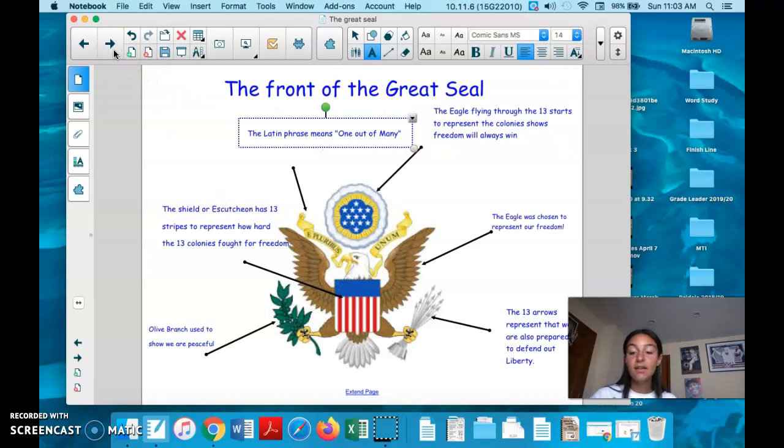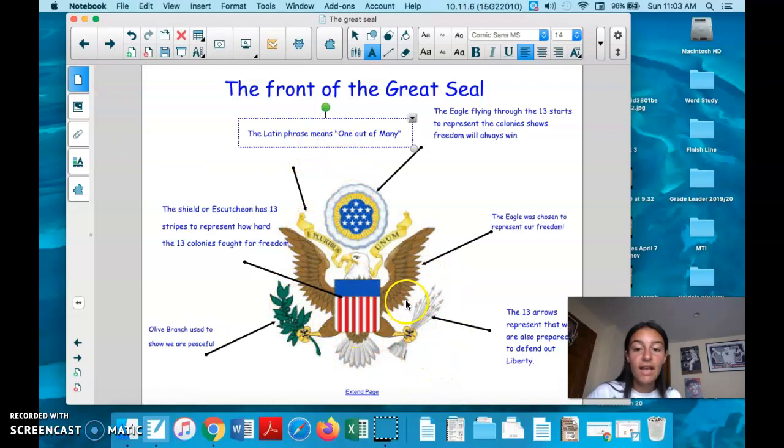The Great Seal is very important. There are many things on it that all represent other things. The Great Seal is basically a big symbol with little symbols inside of it. So today we're going to learn about what each part of the Great Seal means. So this is the front of the Great Seal.